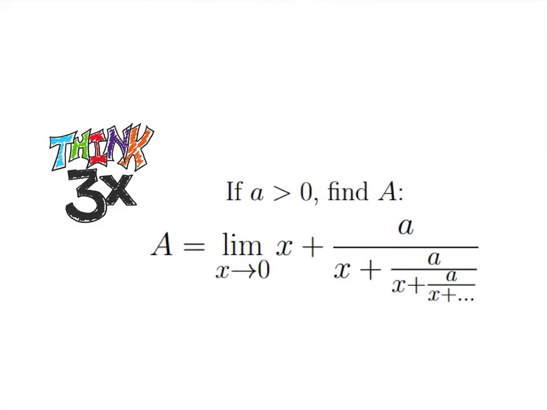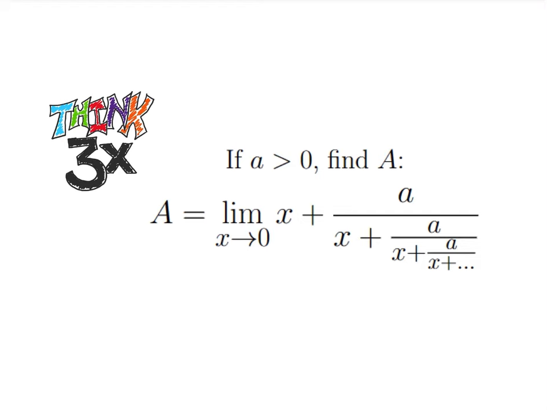We're solving a fun little problem today with an infinite continued fraction here. If little a is greater than 0, we want to find big A, where big A is the limit as x approaches 0 of x plus a over x plus a over all this stuff continued to infinity. So if you want to give this a shot, go ahead and pause your video. Otherwise, we're going to go ahead and work toward a solution.